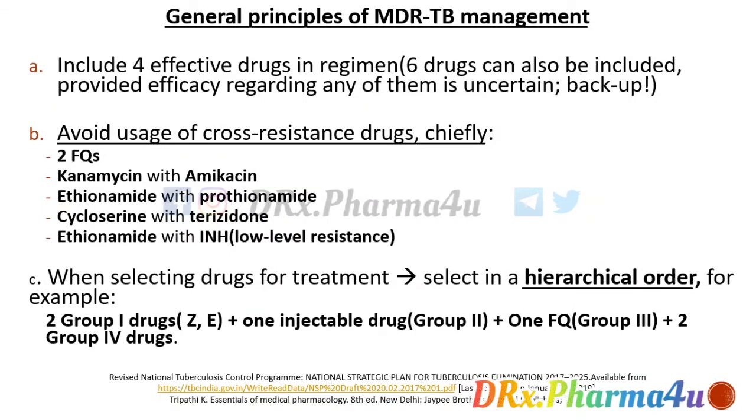2 group 1 drugs means pyrazinamide and ethambutol, because you know very well what is multi-drug resistant tuberculosis. It means that isoniazid and rifampin are resistant. So definitely you can use the remaining first line agents. So you can use pyrazinamide and ethambutol. Then you can use 1 injectable drug from group 2, which is an aminoglycoside. Then you can use a fluoroquinolone, which comes in group 3, and you can use any 2 group 4 drugs. So what are these individual groups? I have already mentioned in the previous video. Please look into that. You will get what I meant.